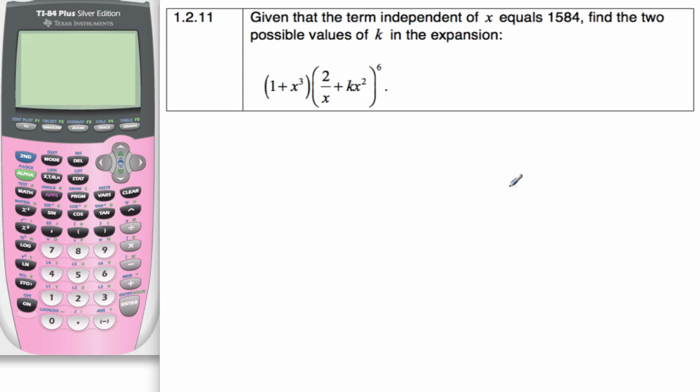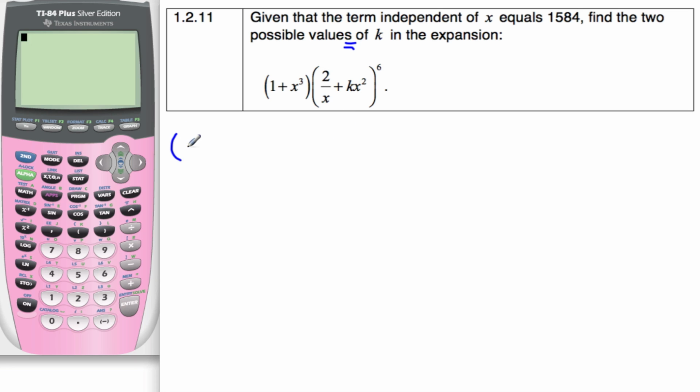Hey, here's question 1.2.11. It says to find the independent term. Given the independent term is 1584, find the k right here, the k that makes that happen. And actually it says to find the values, so I'm pretty sure we're going to get a quadratic of some sort. Anytime it says values in an IB, I'd be wary. You're probably going to be factoring or at least given a quadratic.